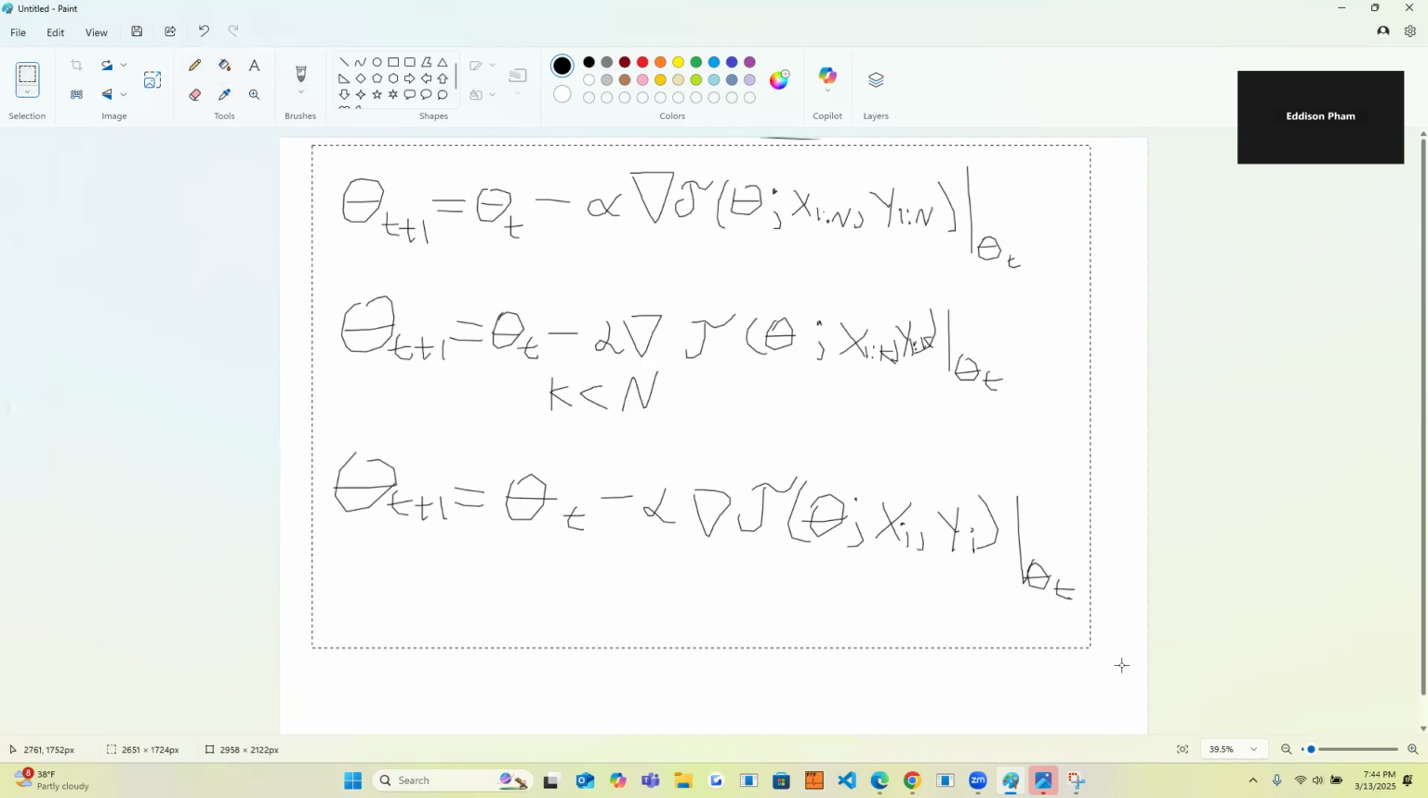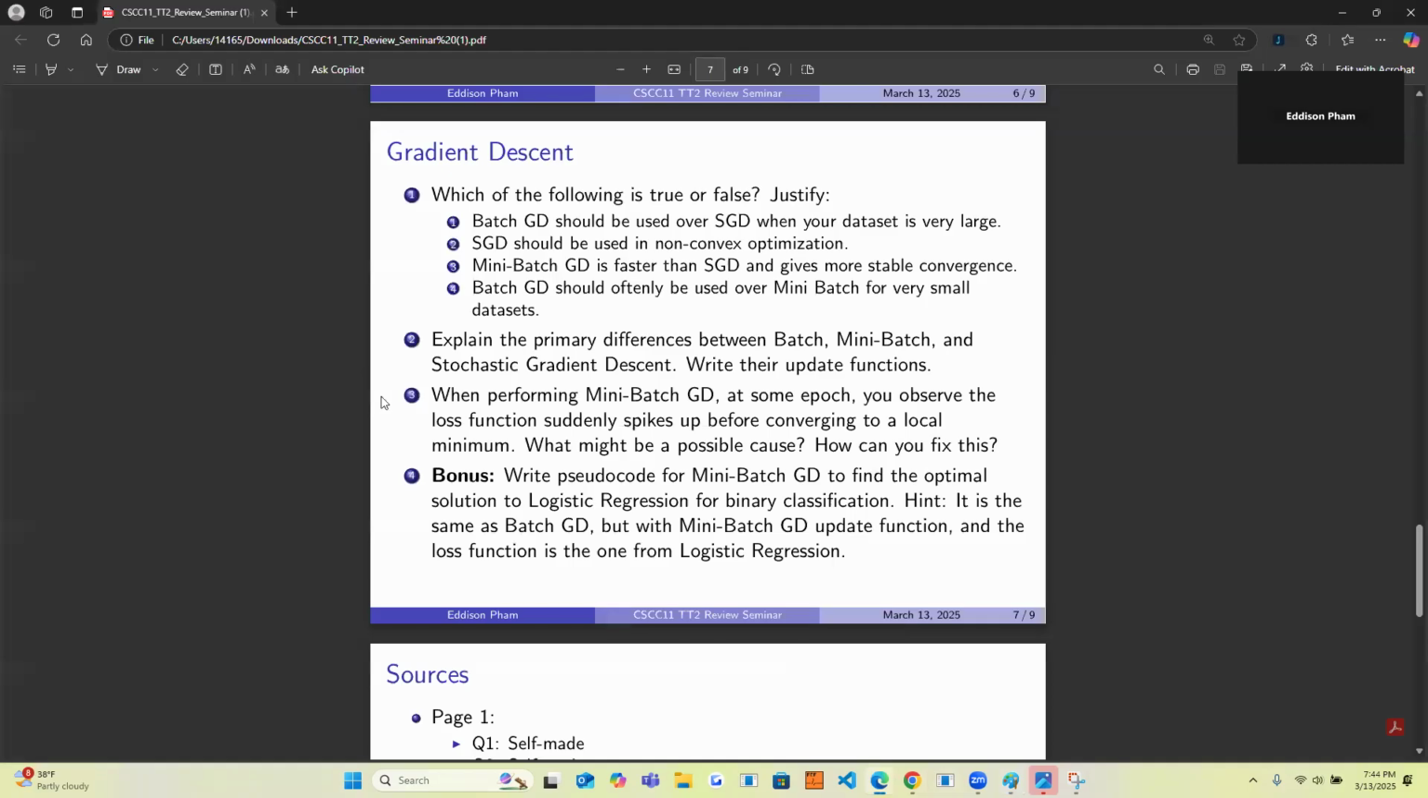All right. And finally, for the last question. When performing mini-batch gradient descent at some epoch, you observe that the loss function suddenly spikes up before converging to a local minimum. What might be a possible cause? And how can you fix this?